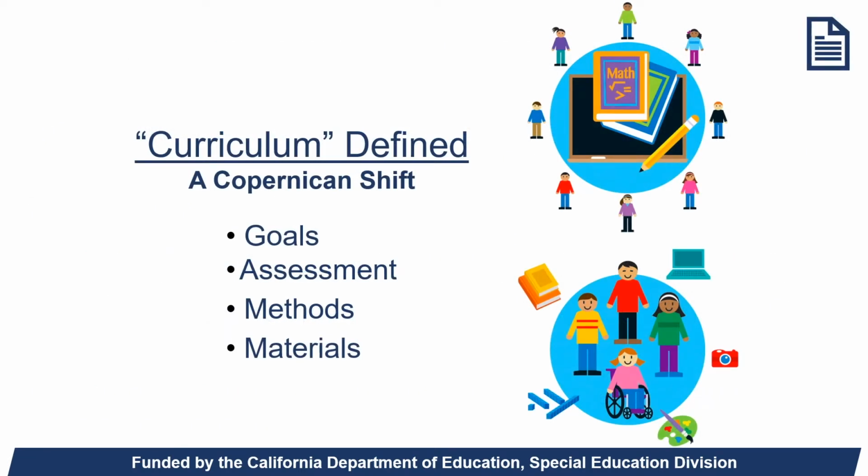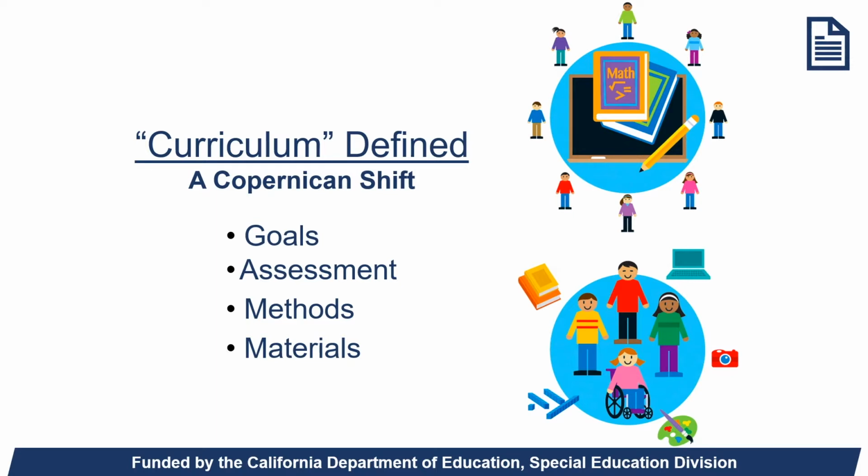Let's start with an analogy. How many of you are familiar with Copernicus the astronomer? He is a gentleman who discovered that it wasn't the planets that revolved around the Earth, but it was actually the planets that revolved around the sun. This is known as the Copernican shift. Prior to the Copernican theory, it was believed that the Earth was the center of the universe.